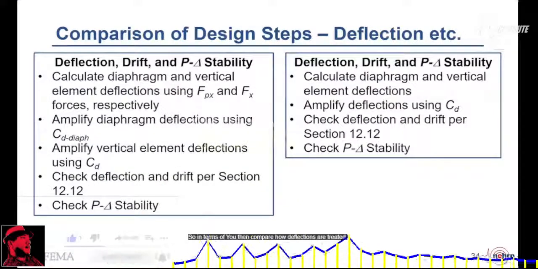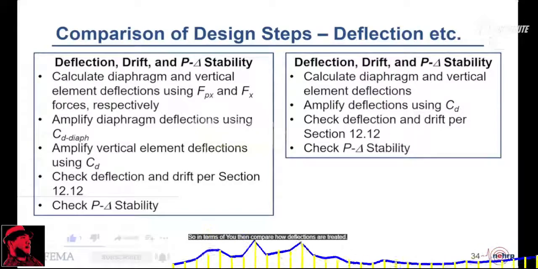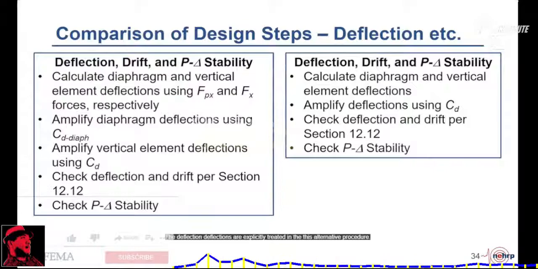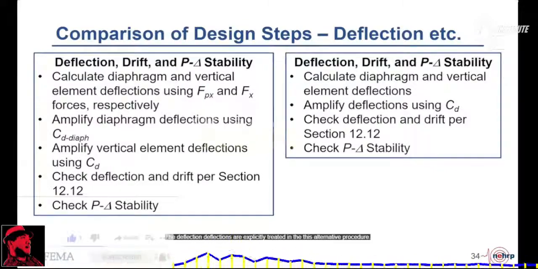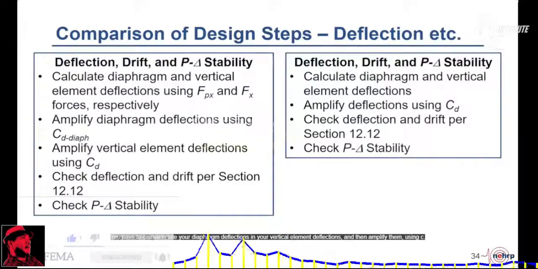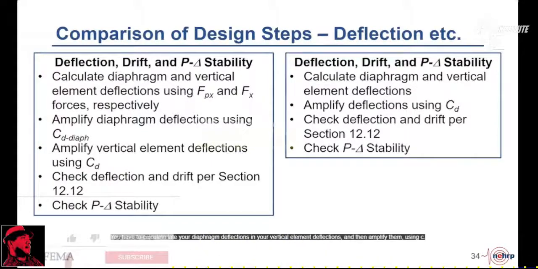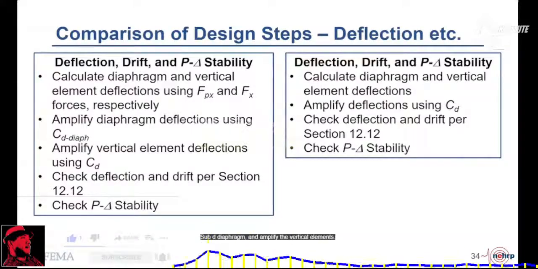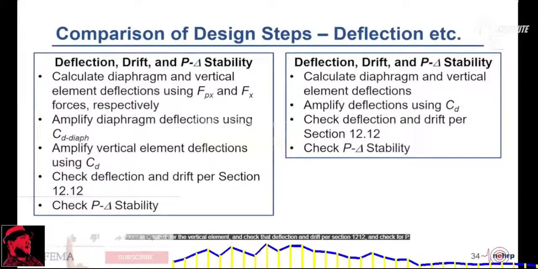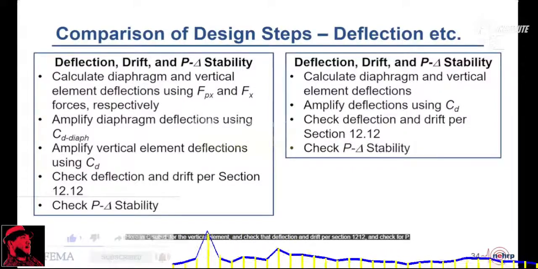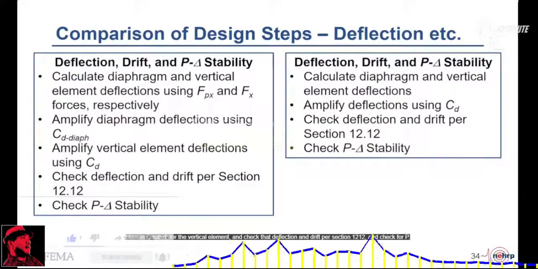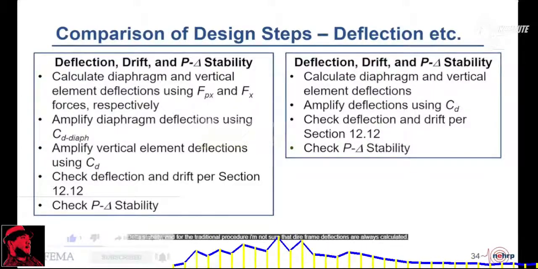So then you compare how deflections are treated. The deflections are explicitly treated in this alternative procedure. You have to calculate your diaphragm deflections and your vertical element deflections, and then amplify them using C sub D for the diaphragm, and amplify the vertical elements using C sub D for the vertical element, and check that deflection and drift per section 12.12, and check for P delta stability.